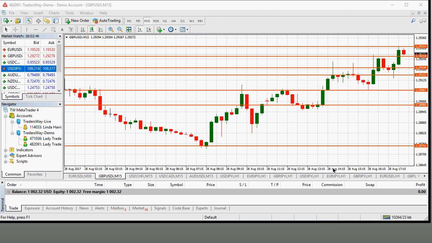In pip calculations, you always drop the pipette, which is the last digit, and then you calculate from there. And we'll go over that in detail in week 1.